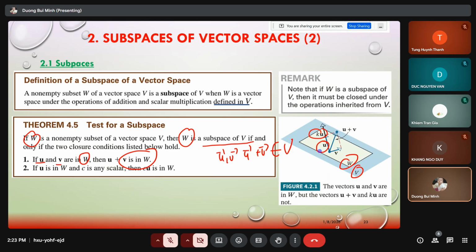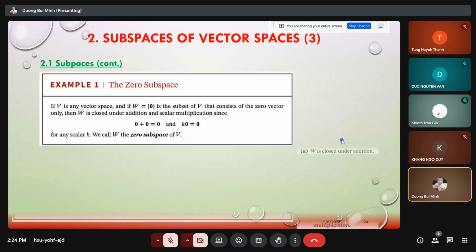Or U plus V. U and V are in W, right? But when we take U plus V, you get outside of W. So W is not a subspace, because a subspace and a vector space should have the same characteristics, the same axioms. Okay, so example.